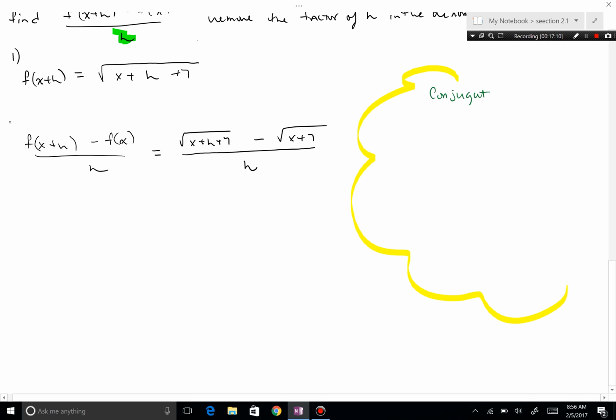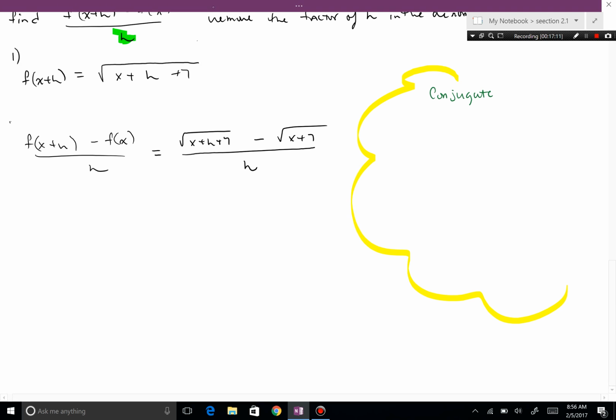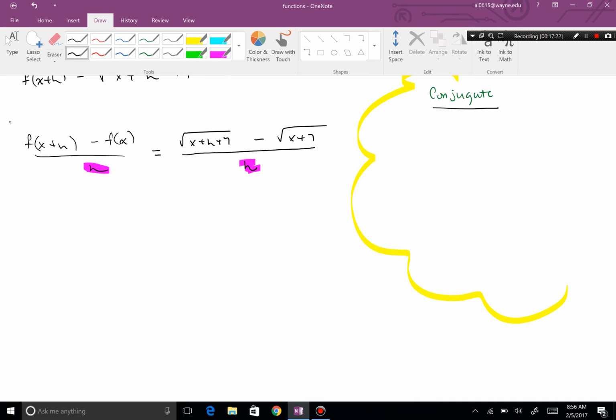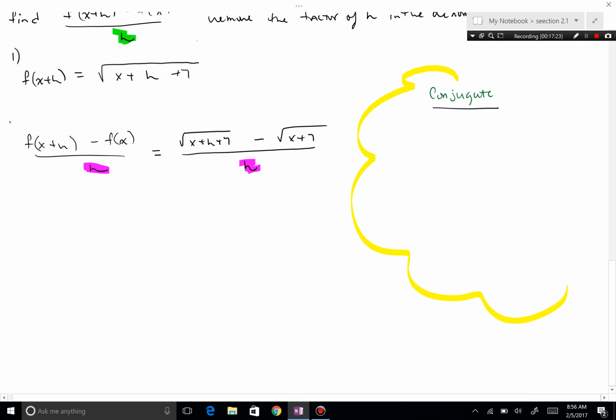Because once again, what is our goal? We do not like this. He has got to go. Those factors of h that is in the denominator. The conjugate. What is the conjugate? Well, good news.